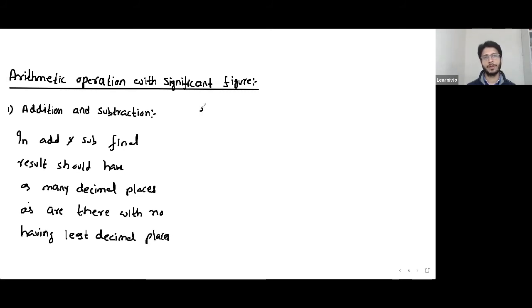See a few examples. If I ask you to add 2.4642 with 1.23, just count the decimal places. Here the decimal places are 4, here the decimal places are 2. So your final result should have just 2 decimal places. If I add them up, this is 3.6942. But the result has 4 decimal places. The rule says your result should have the least decimal places, which is 2 in this case. So you will round it off up to 2 decimal places.